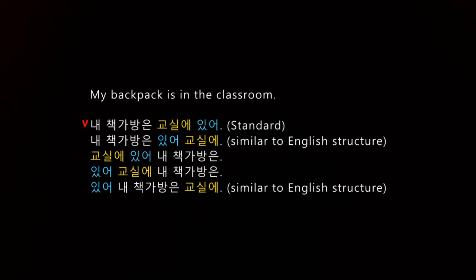내 책가방은 교실에 있어. 내 책가방은 있어, 교실에. 교실에 있어, 내 책가방은. 있어, 교실에, 내 책가방은. 있어, 내 책가방은, 교실에. These two are similar to the English structures I gave you earlier today. In Korean, it is usually standard that the subject places at the very beginning and the verb places at the very end, whether it is a declarative sentence or not.